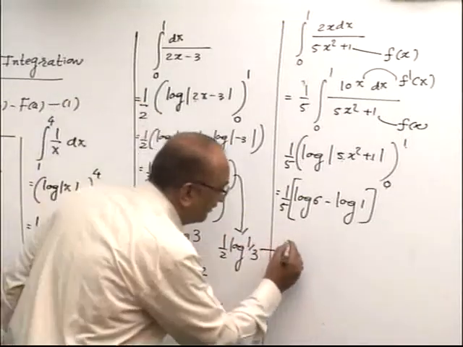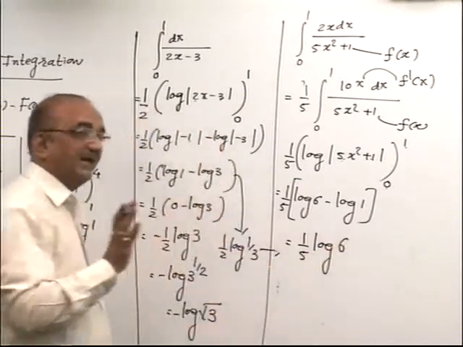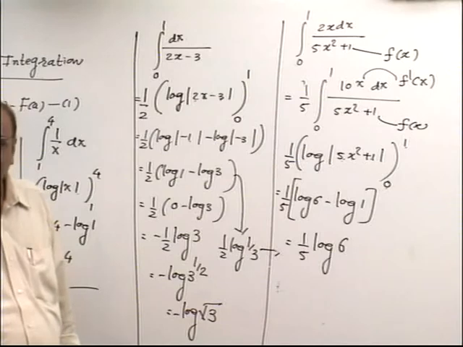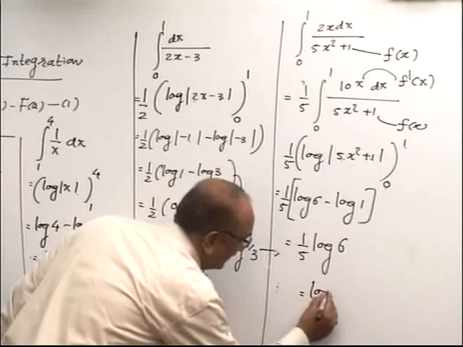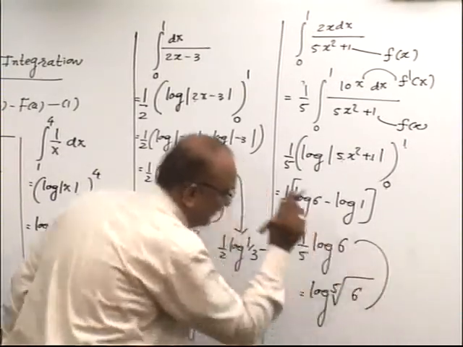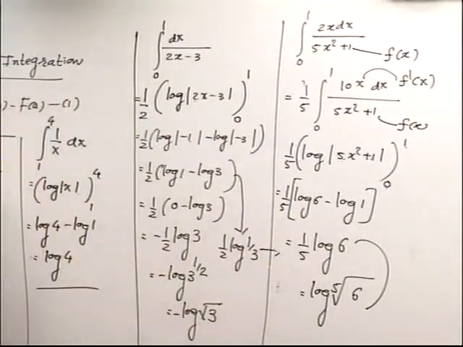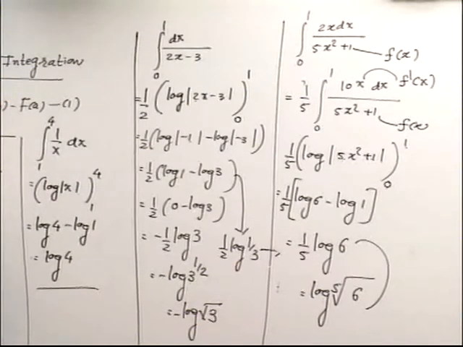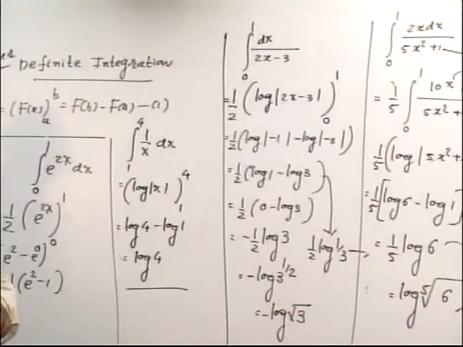What will be the answer? It is 1 upon 5 log 6, this may be the option. Examiners may ask 1 upon 5 log 6, or they may ask log of the 5th root of 6. Both are applicable. 1 upon 5 log 6, or log of the 5th root of 6. Clear?